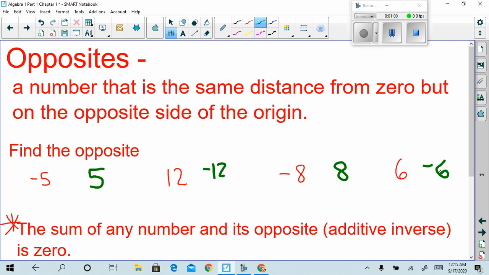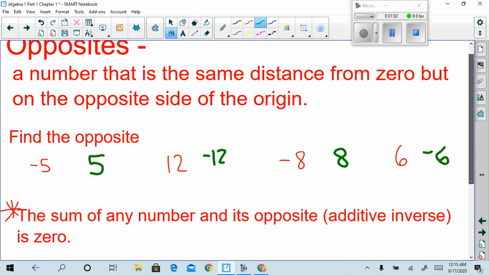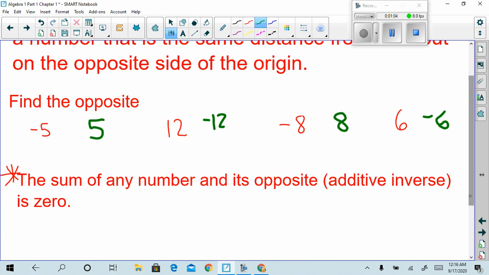Now there's an important statement here at the end that I want to make sure that you get into your notes. The sum of any number and its opposite, we call that additive inverse, is always going to be 0. So let's try a couple of examples. If I take 4, and I'm going to add its opposite, which is the additive inverse, that's going to give me a sum of 0.